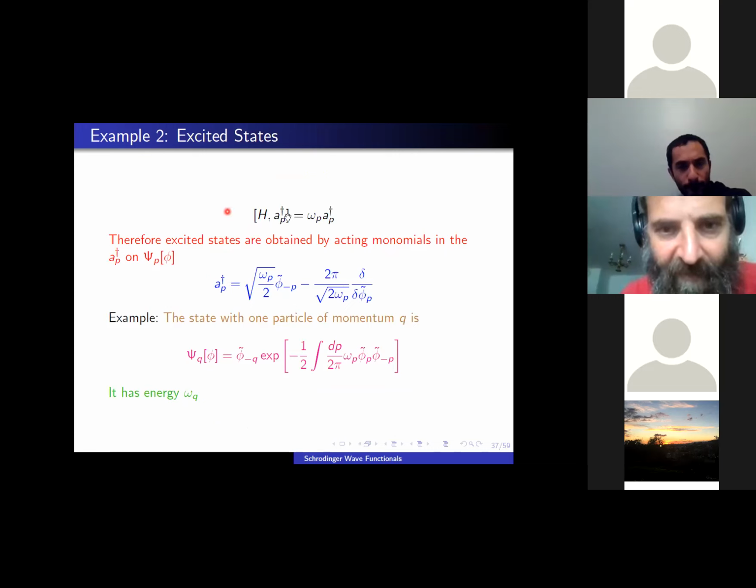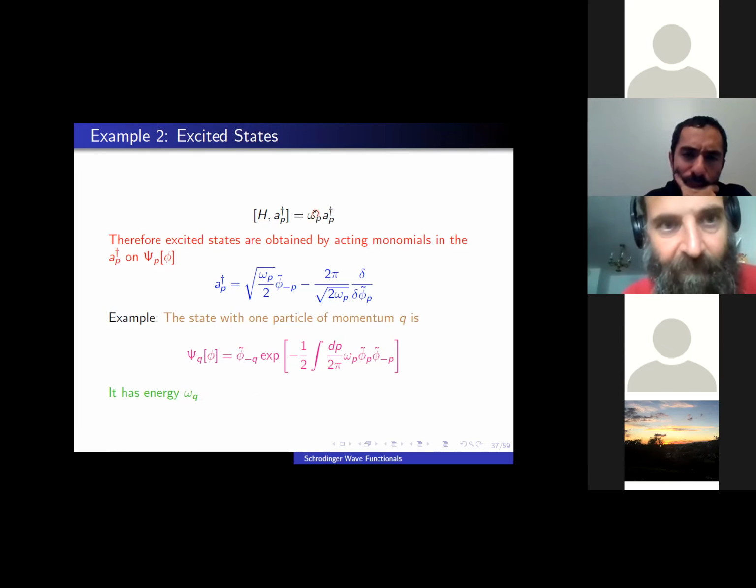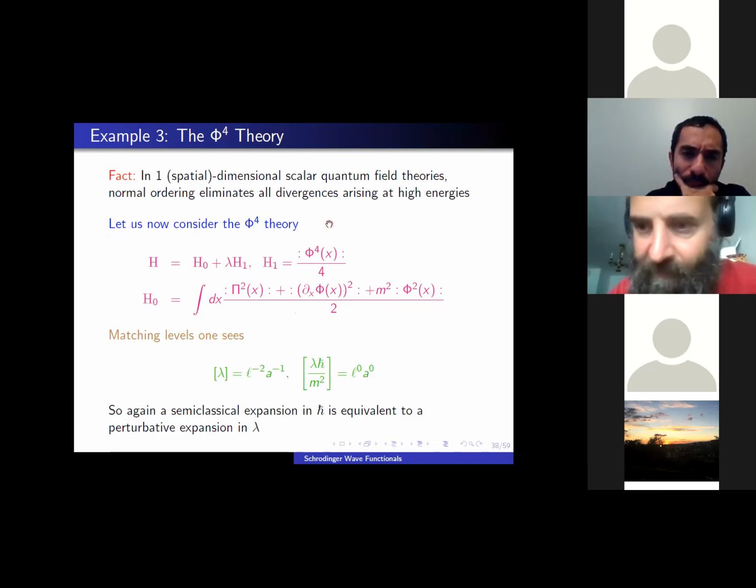Okay, now for excited states, well, we still have the same commutation relation we had in quantum mechanics. So if you're given any eigenvector of H, you can make a new eigenvector by acting on it with an A dagger of P, but now you can do it with any P you want. And so again, you get some generalization of the Hermite polynomials. So the first excited state, for example, is this thing over here. And it has energy omega_Q just because of this. Okay, so that's it for example 2. Questions about example 2? Or we go on to example 3?